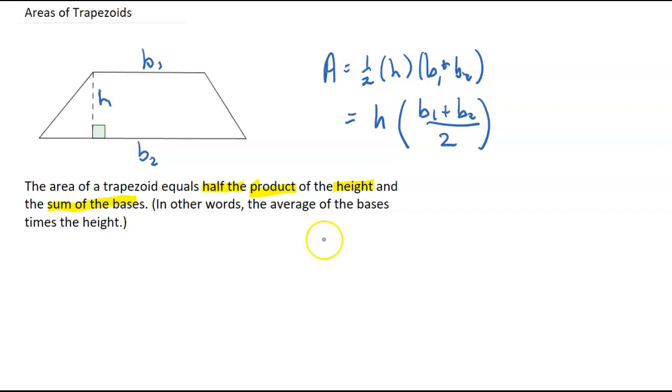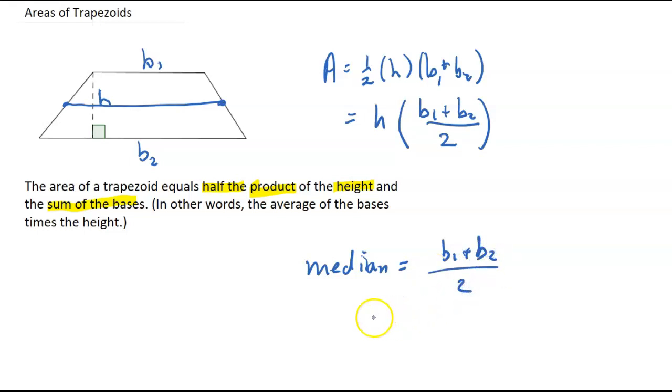And I don't know if you remember, but the median of a trapezoid, that's the segment that connects the two midpoints of the non-parallel legs. The median is the average of the bases. So guess what? You could also write the area is equal to the height times the length of the median.